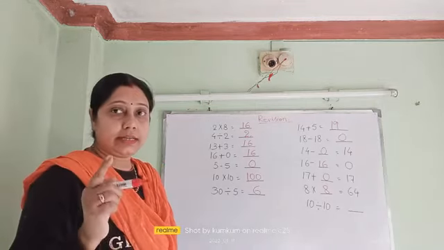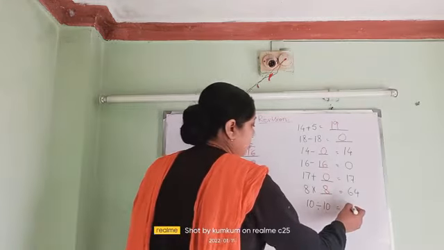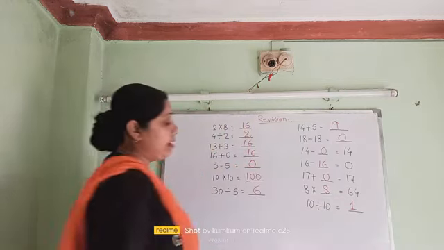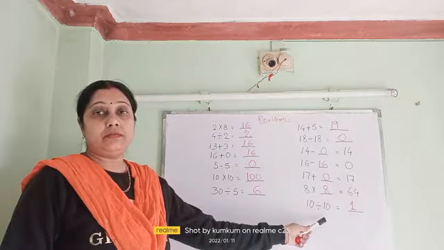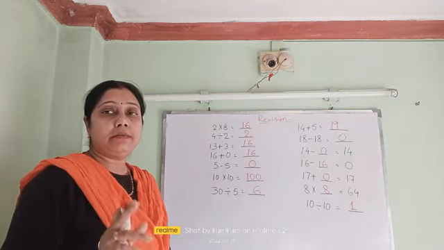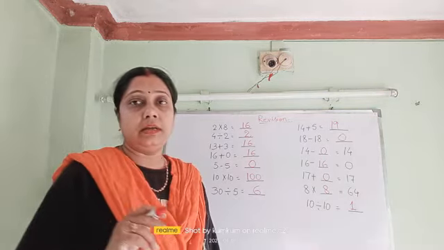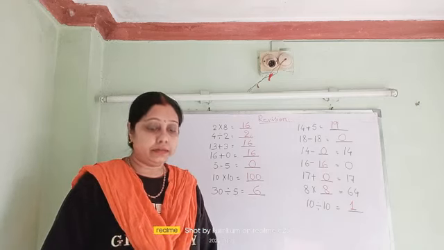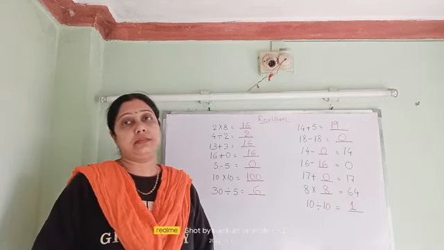So I have to write there 10 ones are 10. That means 1. So whenever we are dividing the same number, the answer will become 1. So these are the tricks you have to remember while solving these types of sums.